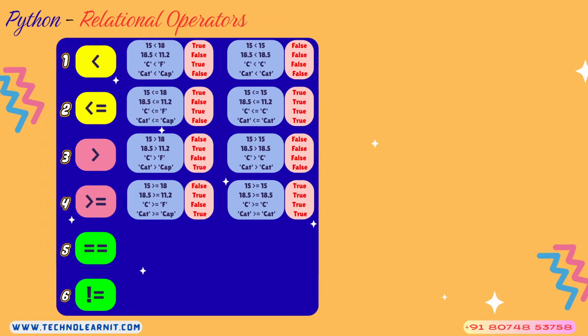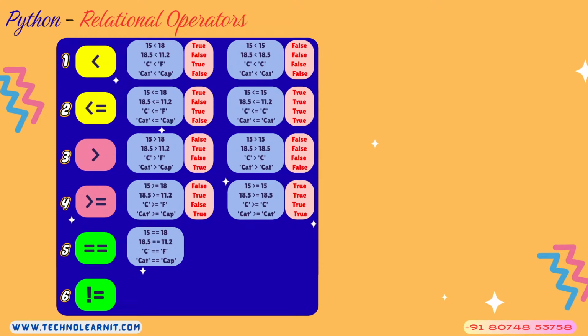The next relational operator is the equality operator, or double equal to operator. So you have to use two equal to symbols to check whether the two quantities, or two variables, or two constants are the same or not. Is 15 equal to 18? No, it is not. So the first condition becomes false. 18.5 equal to 11.2? No, it is not. So the second condition also becomes false.